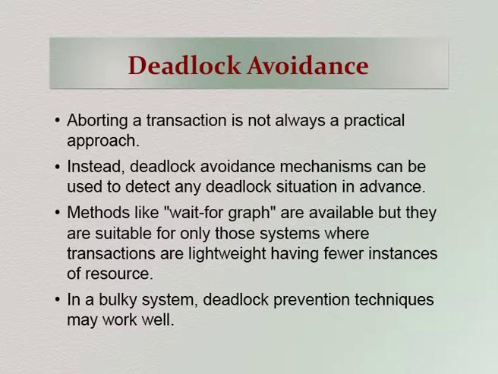Instead, deadlock avoidance mechanisms can be used to detect any deadlock situation in advance. Methods like the wait-for graph. By plotting the resources along with the state in the form of a graph, this particular method is called a wait-for graph, and in that graph all the transactions and their resources are mentioned. In a bulky system deadlock prevention techniques may work well, otherwise in individual transactions they may fail also.